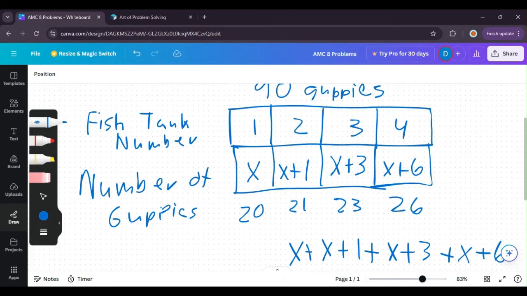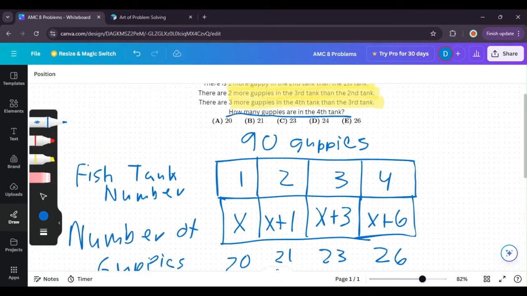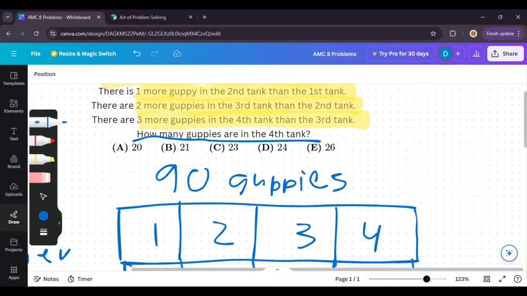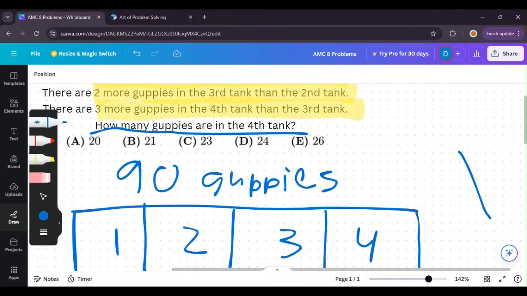And we can make sure and double check by adding up all the number of guppies in each tank, and they will equal 90 as well. So basically what we did to solve this problem, and the answer to this problem is how many guppies are in the fourth tank, and as you see, it's 26. So the answer is E.